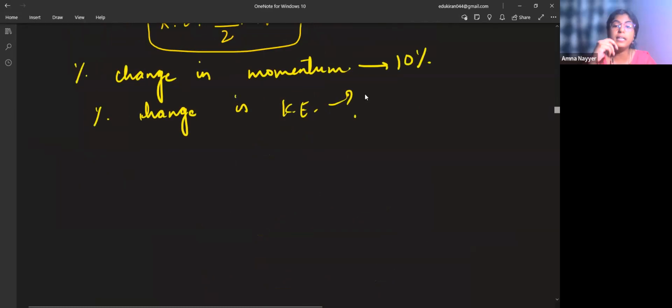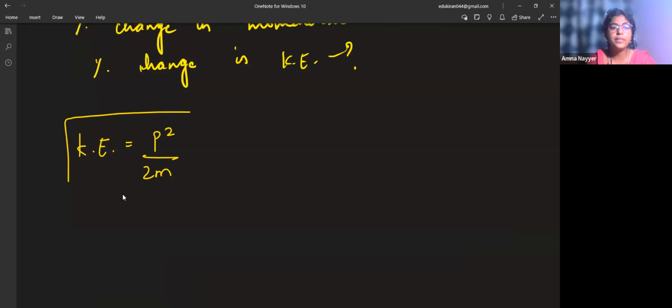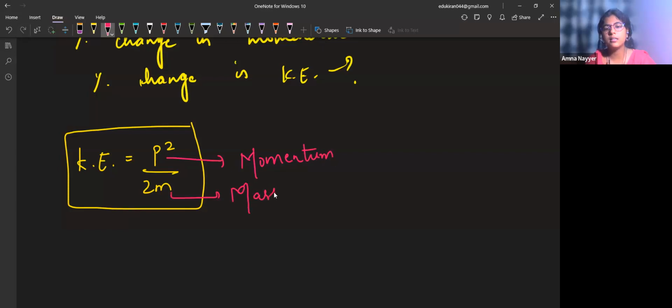One more thing, percentage change in momentum. See, kinetic energy has one more formula which I want to discuss with you. Kinetic energy is not just half mv square. Kinetic energy is p square by 2m, where p is the momentum and m is, as usual, mass.